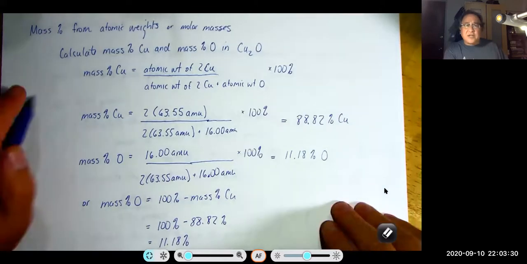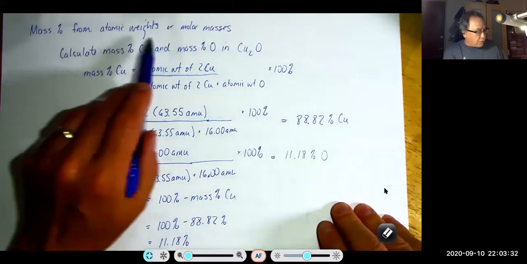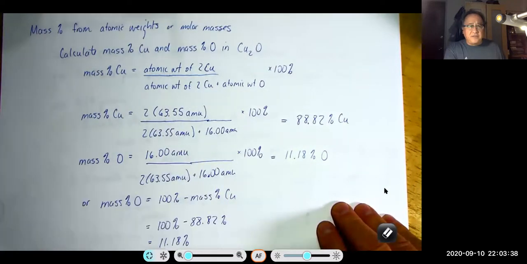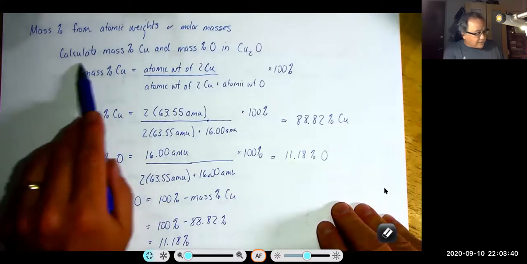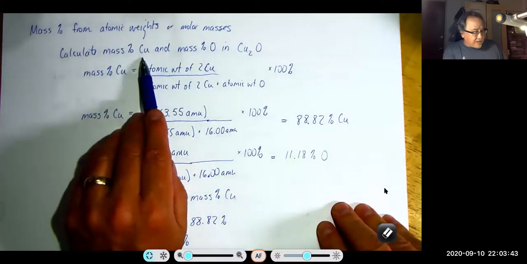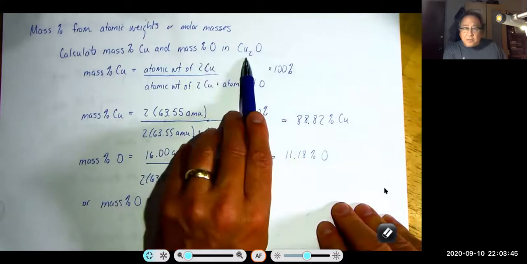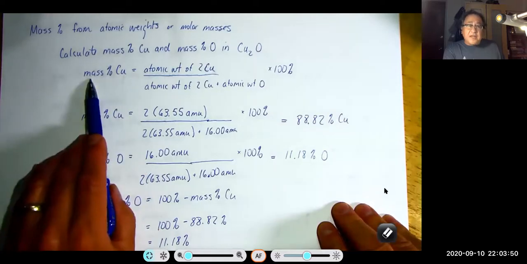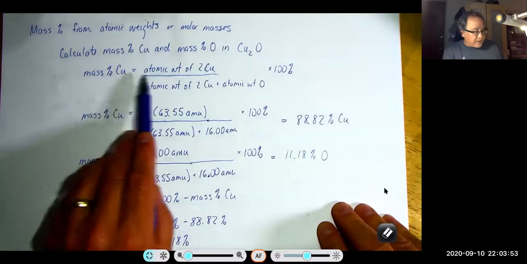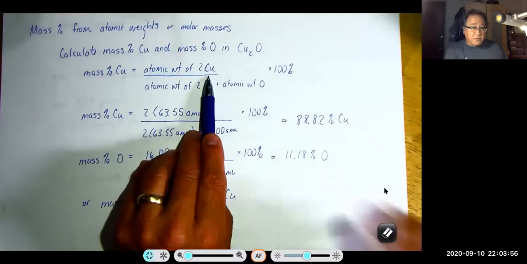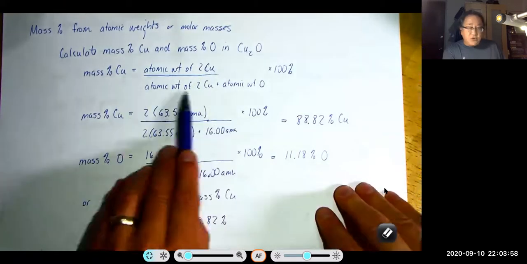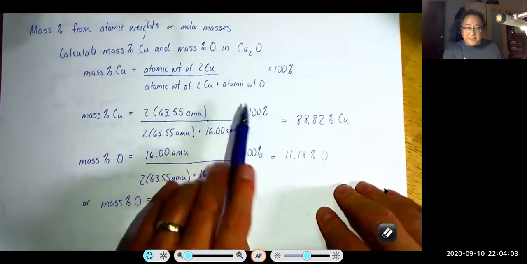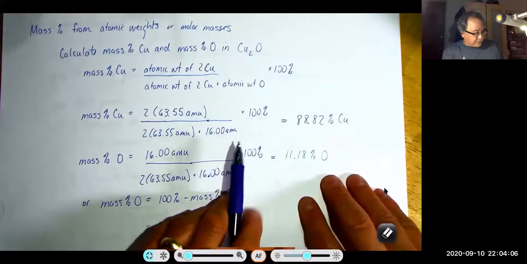So let's look at mass percent from atomic weights or molar masses. In this case, we know the formula of the compound. So here we want to calculate the mass percent copper and the mass percent oxygen in copper 1 oxide. To calculate the mass percent copper, we can do the atomic weight of 2 coppers, because there's 2 coppers in the formula, divided by the atomic weight of 2 coppers and the atomic weight of 1 oxygen, because there are 2 coppers, 1 oxygen in the substance, times 100%.